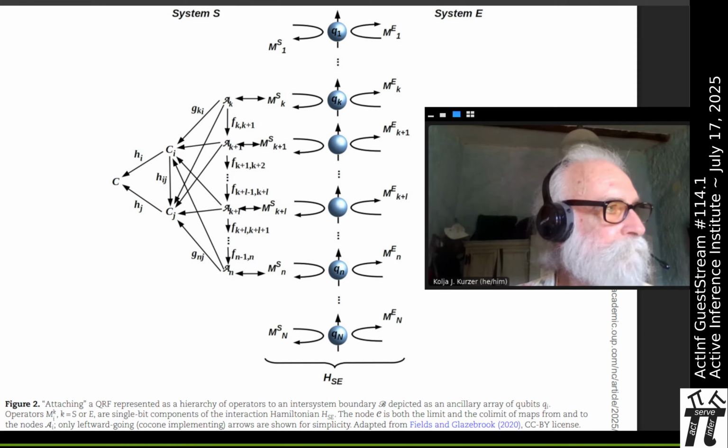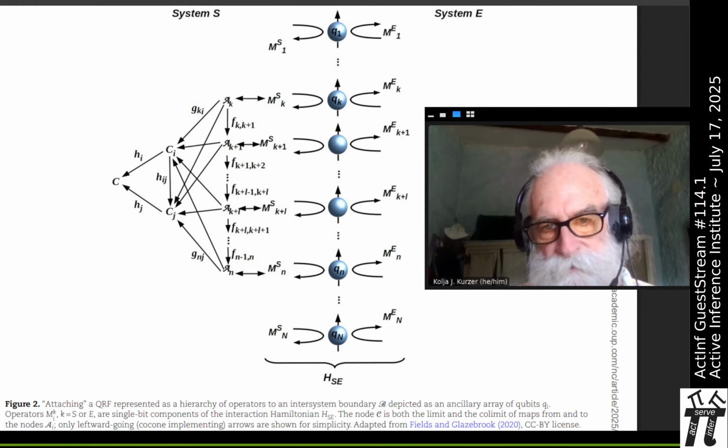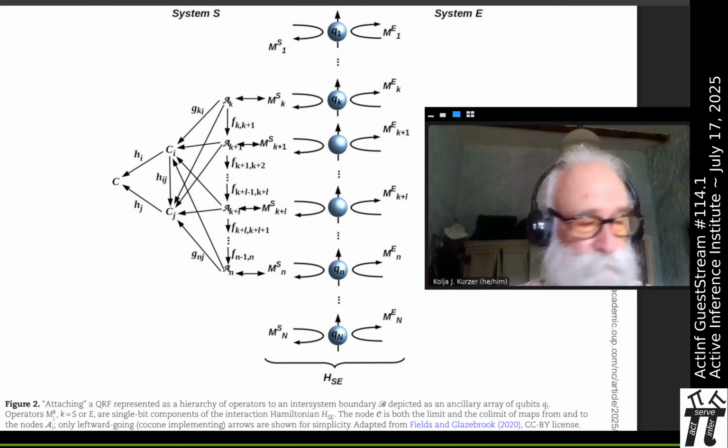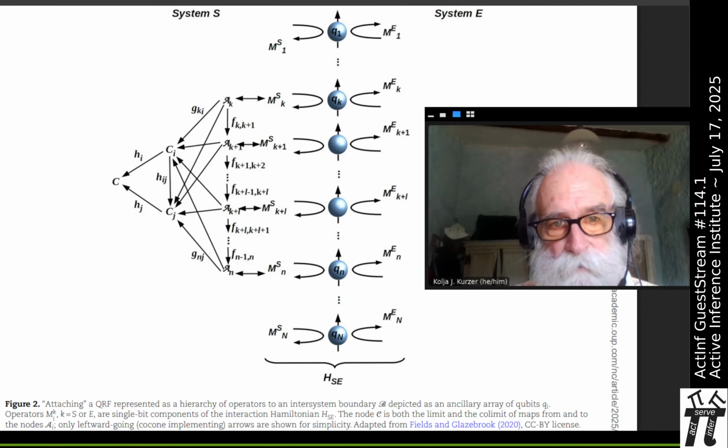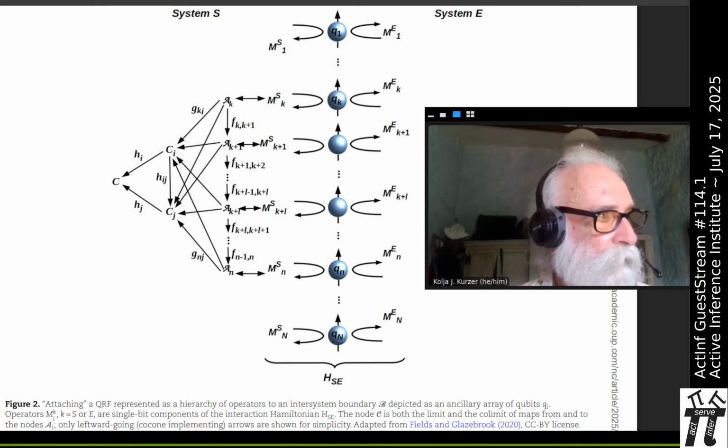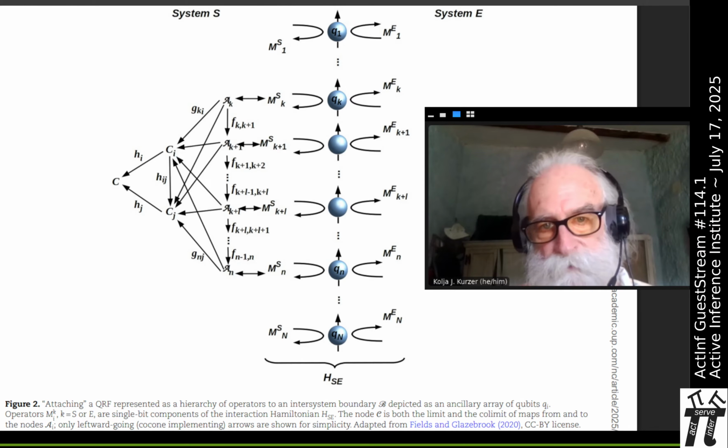So you can think of a quantum reference frame as just some components of a dynamical system or a Hamiltonian. So now to the question of how deep are they? And that's a subtle question, because one can construct an arbitrarily deep hierarchy of operators.